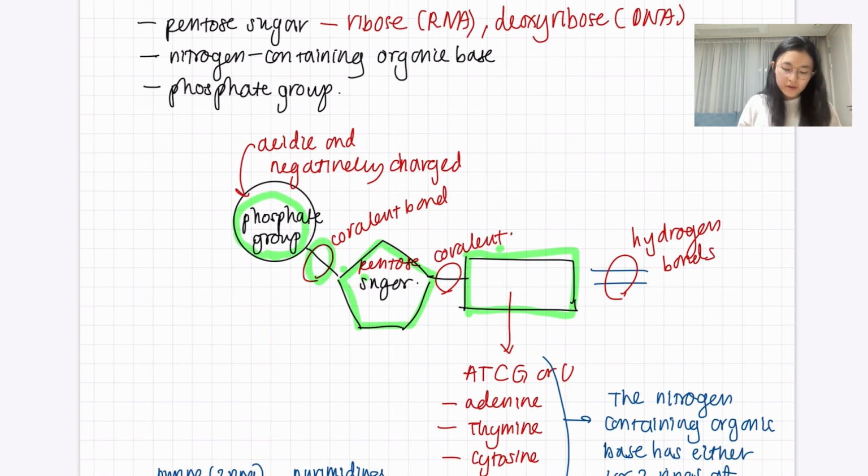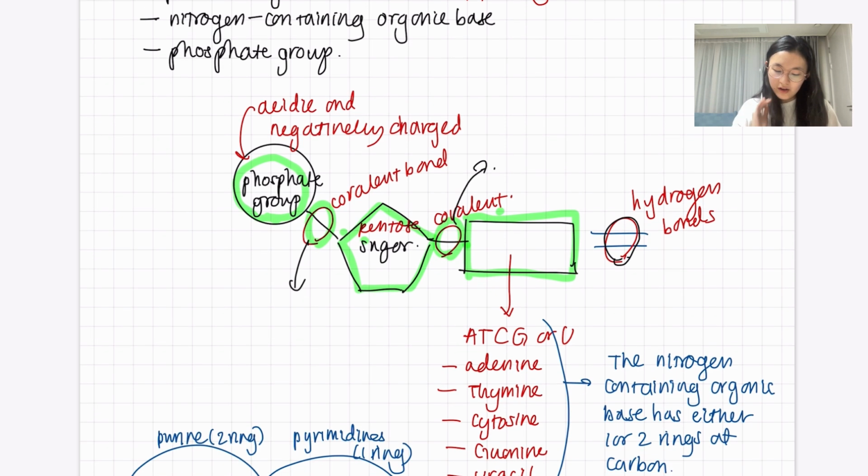The bonding that forms between the phosphate group and the pentose sugar is covalent. So is the bonding between the pentose sugar and the nitrogenous base. But even though they're both covalent bonds, they're different bonds. This one is phosphodiester bonding, and this is glycosidic bonding. And the bonds that form between one nucleotide and the antiparallel nucleotide are hydrogen bonds. I'll explain this further later on.